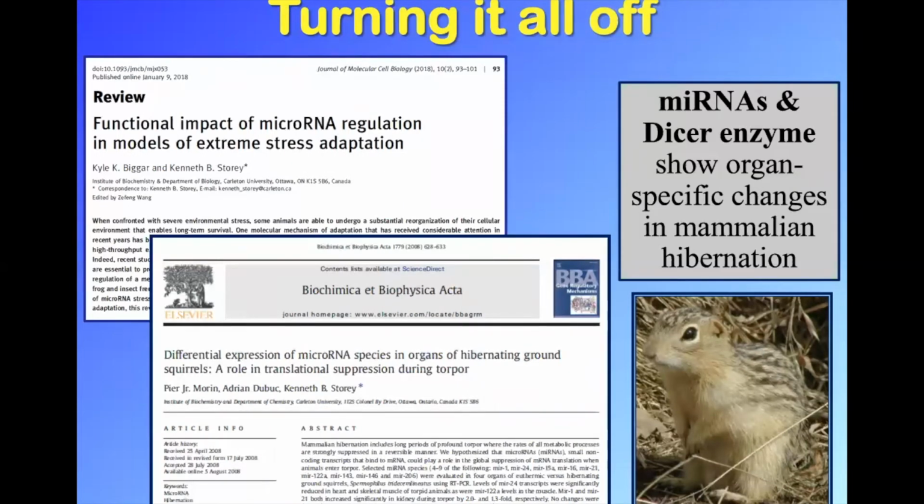Turning it all off. So there's about 1,000 microRNAs. We've discovered species-specific microRNAs that were never known. It's fairly easy so long as you have the equipment, and then you look at these microRNAs. In general, they increase when metabolism decreases. They increase and then they reach out to turn things off. So you can look at the review articles. It's a general principle. They differ in type and amount in each organ.